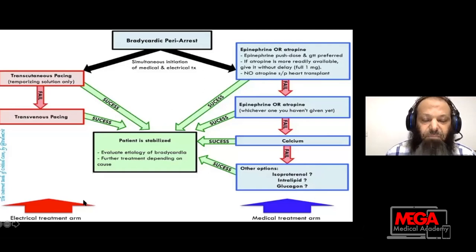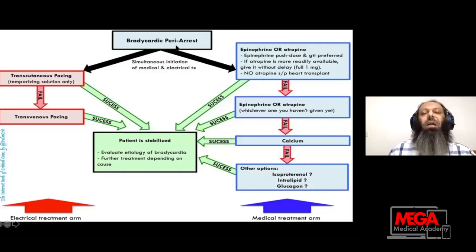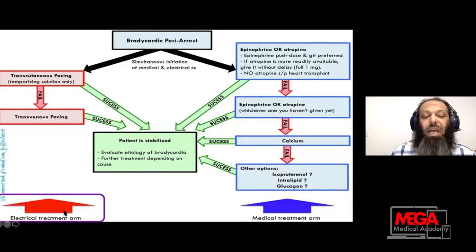So here is the algorithm. It's a very simple algorithm for the bradycardic pre-arrest. Now the patient is bradycardic, has signs of organ hypoperfusion, and he is shocked. So ideally, you should start simultaneously initiating medical and electrical therapy. Here is the medical arm, and here is the electrical arm. Electrical arm, usually you start with TCP. But remember, this TCP, which is transcutaneous pacing, is a temporizing solution. It may fail. Yes, it commonly fails.